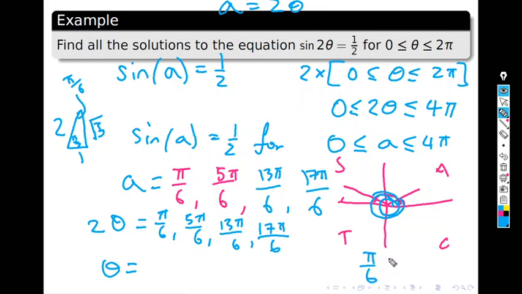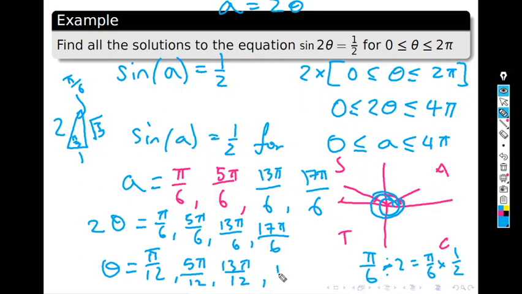Let's just do it down here. So pi on 6 divided by 2. My apologies, when you divide by 2, that is pi on 6 times 1 on 2. So it's going to be pi on 12. And the others, you can work out for yourself if you don't believe me, but it's going to be 5 pi on 12, this one's going to be 13 pi on 12, and this is going to be 17 pi on 12.